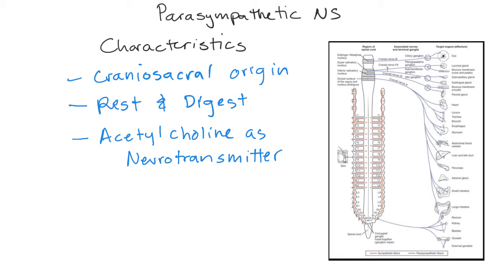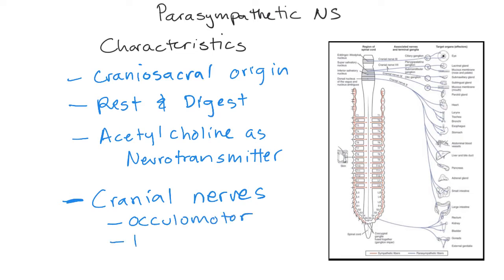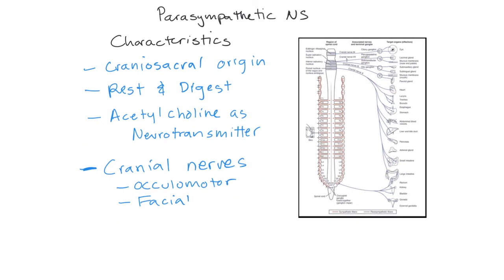All right, and we know now the main cranial nerves. There are 4, and what were the 4 that we talked about? Oculomotor, facial, vagus, and glossopharyngeal. And most of them go through our vagus nerve. Okay, so that's our parasympathetic nervous system.